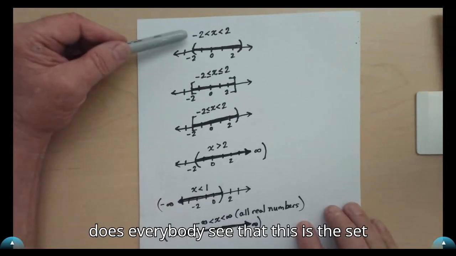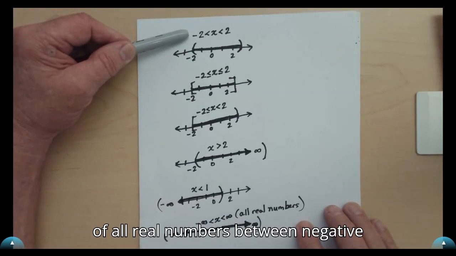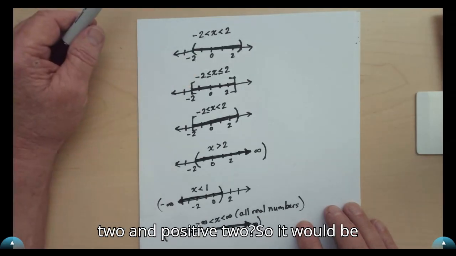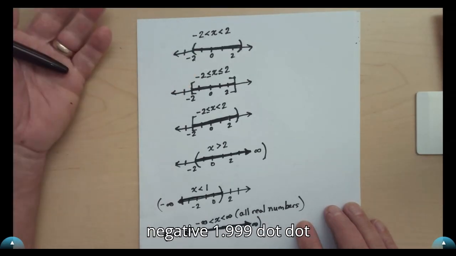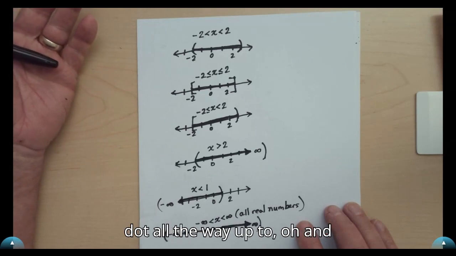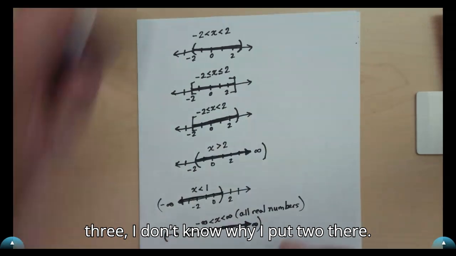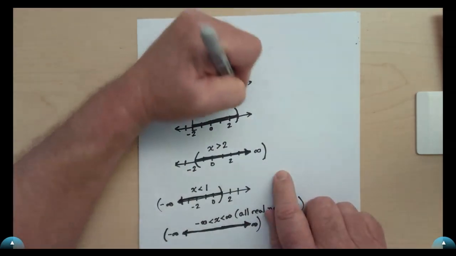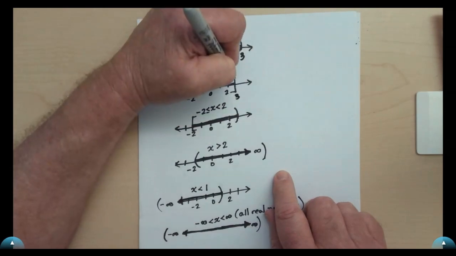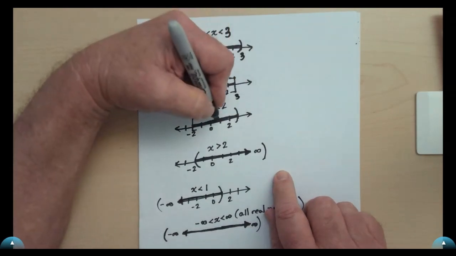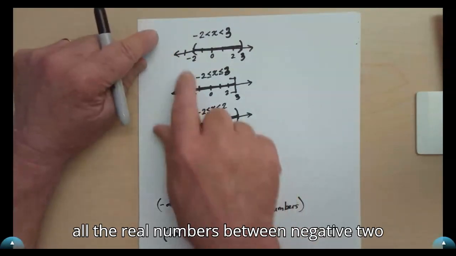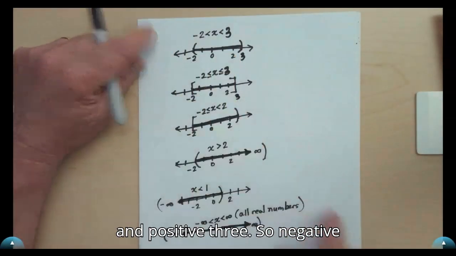So does everybody see that this is the set of all real numbers between -2 and +2? So it'd be -1.999... all the way up to, oh, and 3. I don't know why I put 2 there. I did that on all of them. That's 3. 0, 1, that is 2. Okay, so this is all the real numbers between -2 and +3.